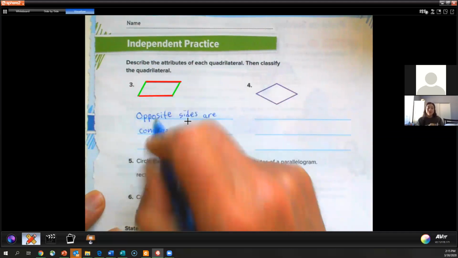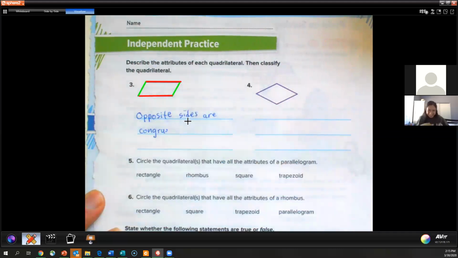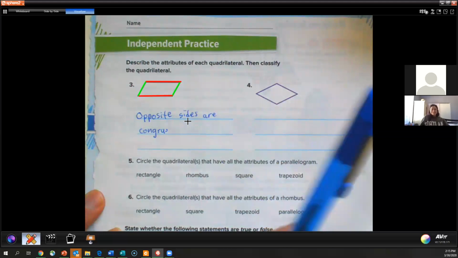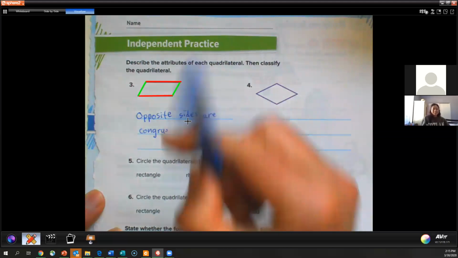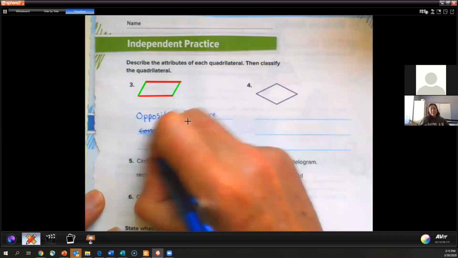Oh, that is not what you thought, Miss Garcia. I was not. I was doing what I do sometimes. I was writing without listening to the teacher tell me what to write down. It's okay. They are congruent.